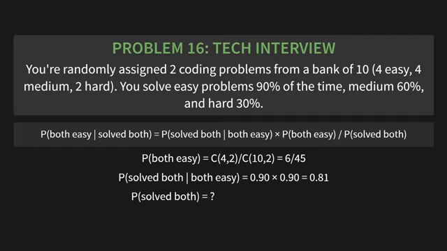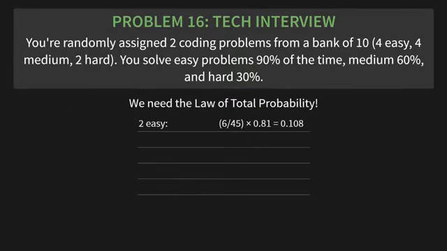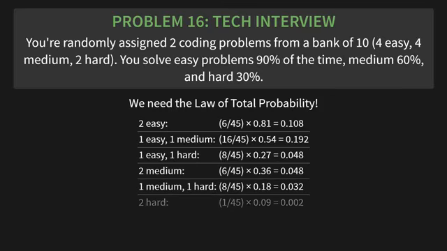But here's the tricky part. We need to consider all the ways you could solve both problems. Maybe you got 2 easy ones. Maybe 1 easy and 1 medium. Maybe you got lucky with hard problems. Let me calculate each scenario. 2 easy problems, 1 easy and 1 medium, 2 medium problems, and so on. When we add up all the ways to solve both problems, we get about 43%.